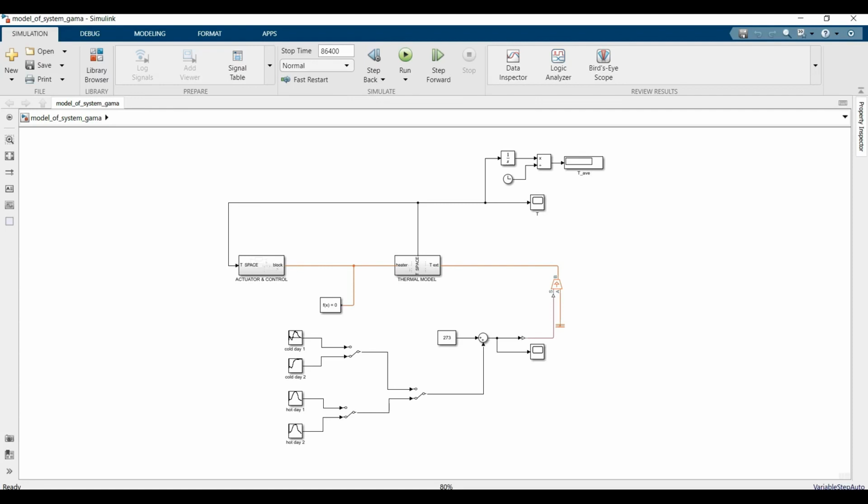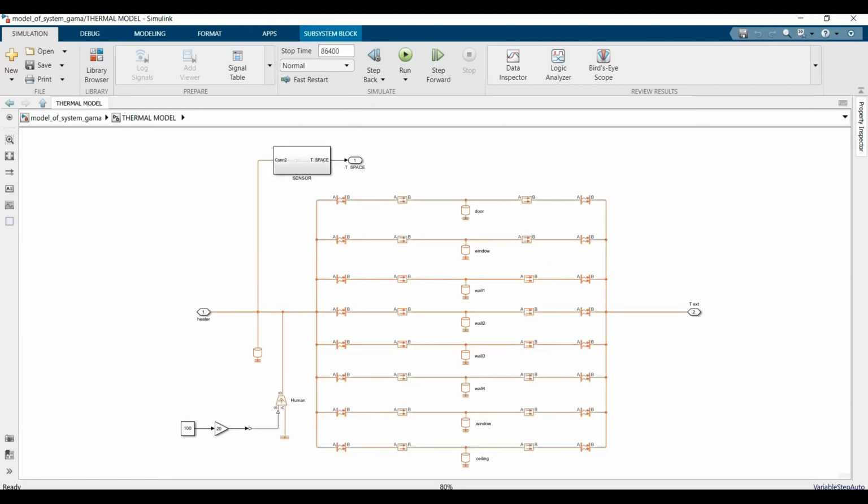Now I explain the thermal model. In this part we have convective heat transfer and conductive heat transfer. For conductive we must determine the thermal mass. As you can see, we have 4 walls, window, door and ceiling. For each of them we must determine the parameters, and now I want to show you these parameters.